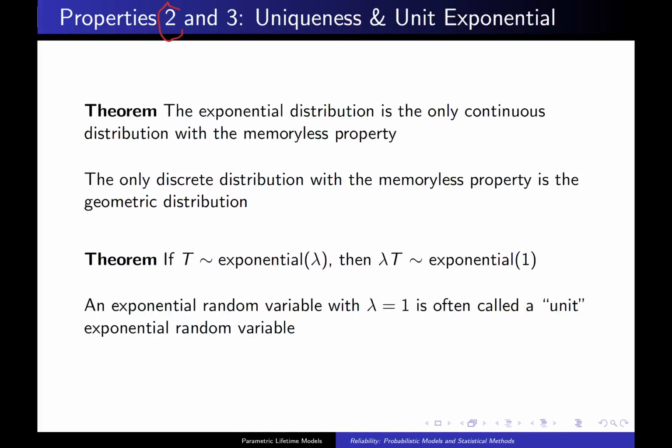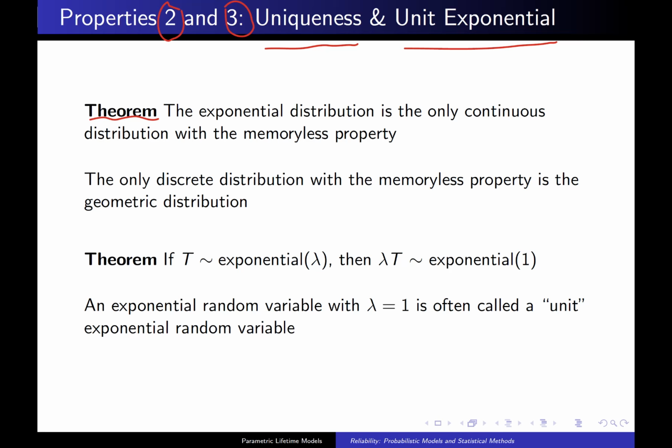Here are properties 2 and 3 of the exponential distribution. Property 2 is uniqueness, and property 3 concerns the unit exponential distribution. Here's property 2. The exponential distribution is the only continuous distribution with the memoryless property.